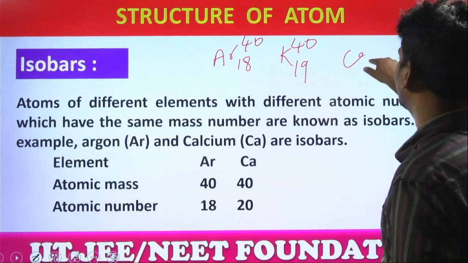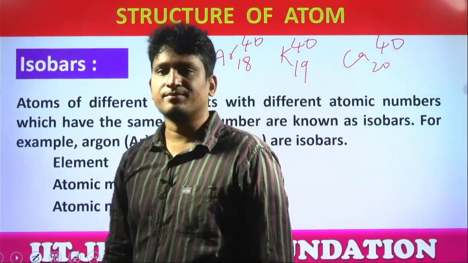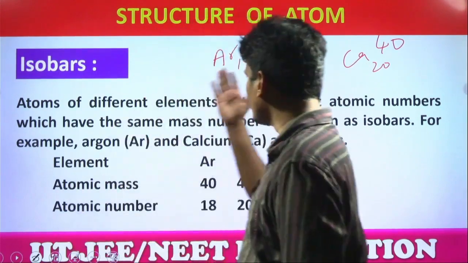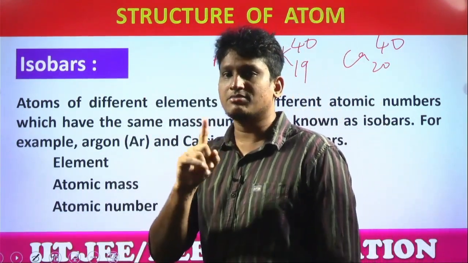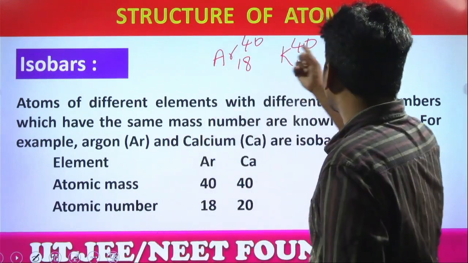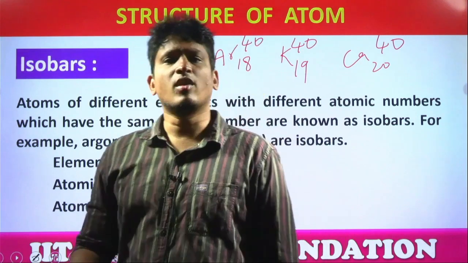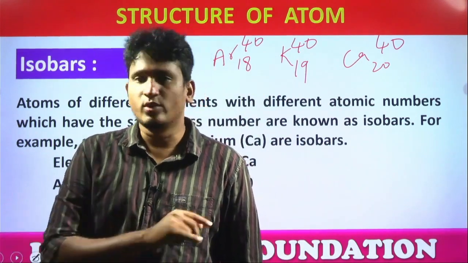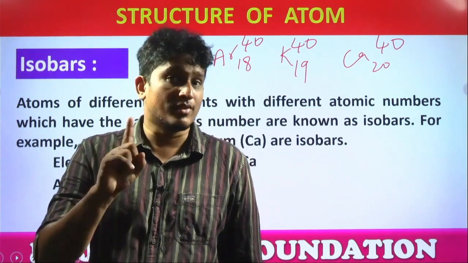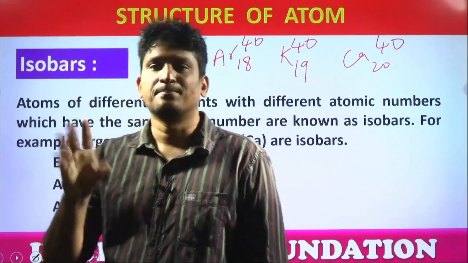Next, calcium: 20, 40. Are these three elements the same or different? These three elements are different. Atomic numbers are different, right? Protons are different. Proton is the main subatomic particle which gives the difference, students. But look, they have the same mass numbers, or not? They are called isobars. So what if they have the same mass number? Do they have any same property? Nothing, they don't have any similarity. But they have one similarity: they have the same mass.